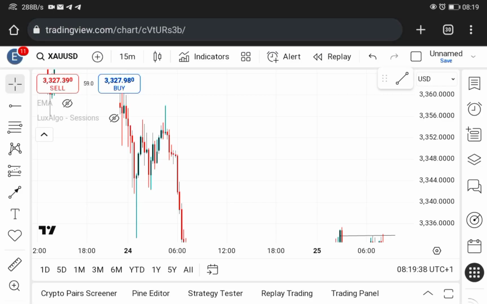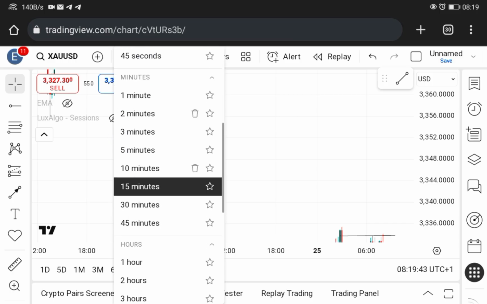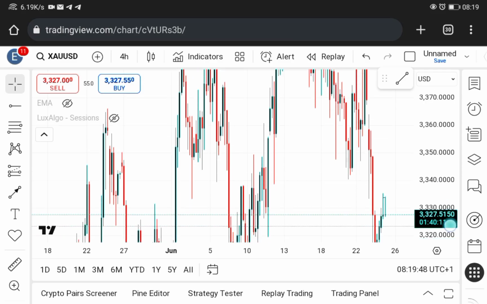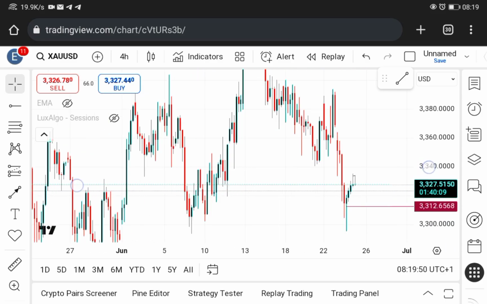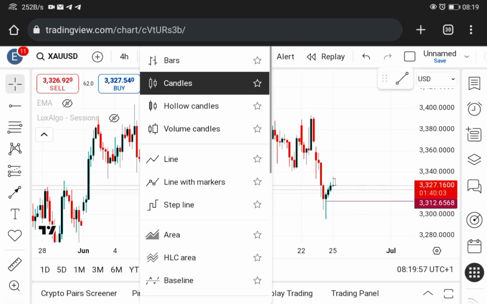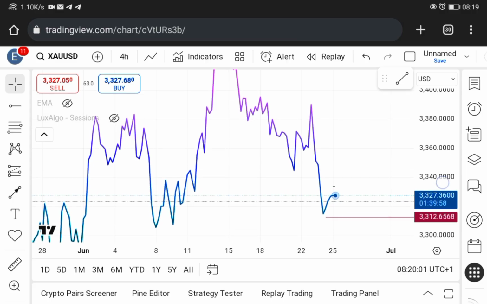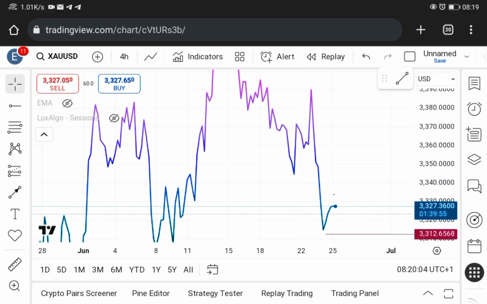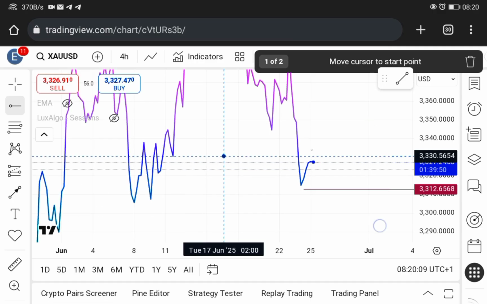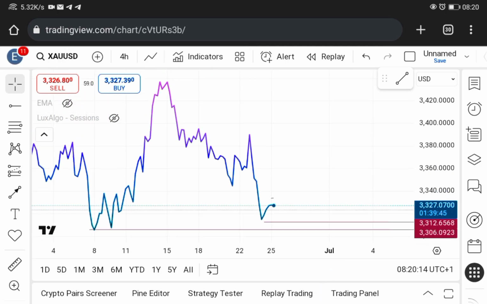So first, I have to go to my M15. I have to go to my H4. On my H4, I notice the trend of this market is bearish. If I turn it to a line chart, you can see that the trend of this market is bearish. Thereby, you can mark. So the trend is very bearish.